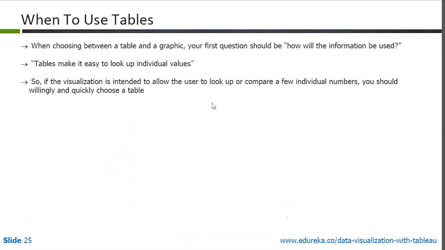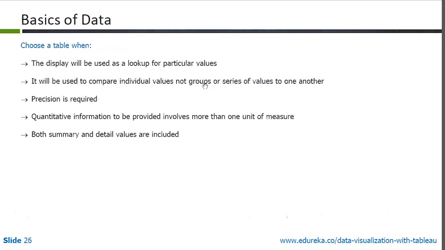When should you use a table? Use a table when you have less data. When you have numbers which are comparable to each other, use tables. Choose a table when the display will be used as a lookup for a particular value. When you click on that number, it will show a chart, or when you show a chart, it will reflect that number. So it is to compare two values rather than two groups or two series. For example, sales in Q1 versus sales in Q2, that's it, nothing else.